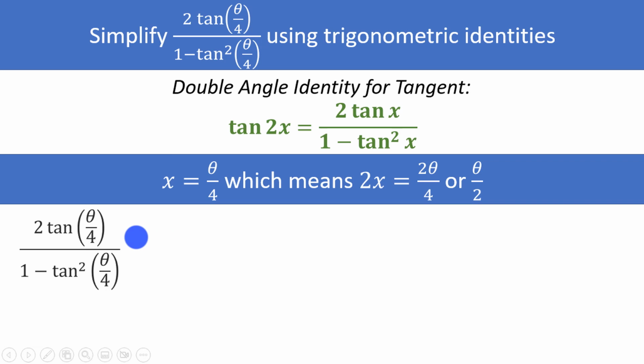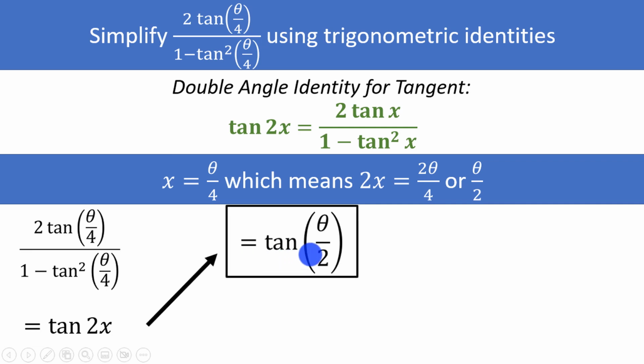That means that 2 times the tangent of theta over 4 divided by 1 minus tangent squared of theta over 4 can be written as tangent of 2x. But 2x is just theta over 2, so that means that our answer is tangent of theta over 2. 2 times the tangent of theta over 4 divided by 1 minus tangent squared of theta over 4 is the same thing as tangent of theta over 2.